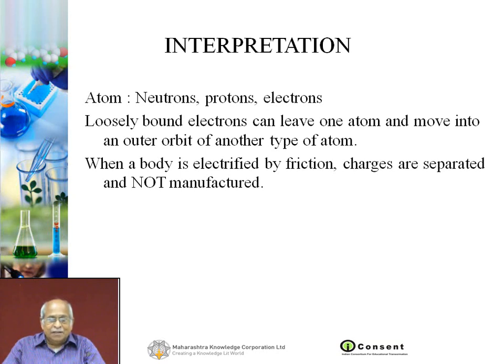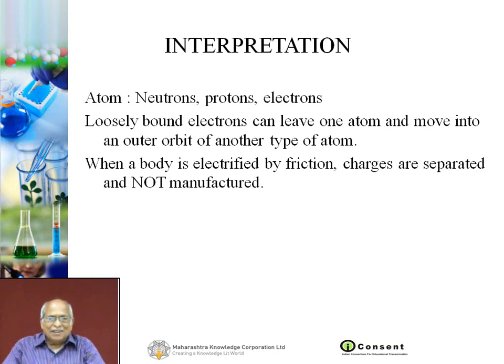Similarly, the other body which gains electrons will now have excess negative charge. Negative charge of the orbiting electrons will be greater than the positive charge of the nucleus. So such a body becomes negatively charged.